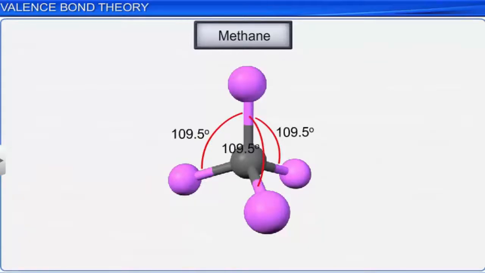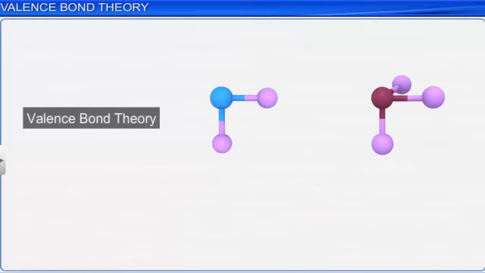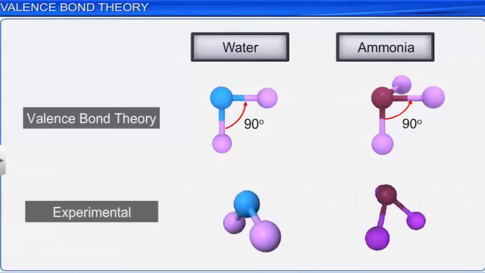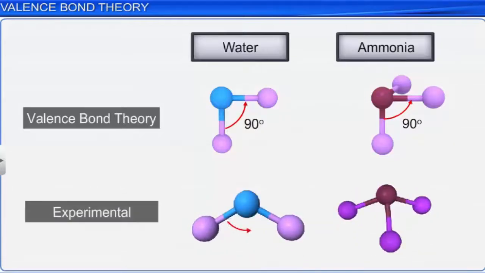Similarly, valence bond theory cannot account for the correct bond angles in water and ammonia. While valence bond theory predicts a bond angle of 90 degrees in them, the experimental result suggests bond angles of 104.5 degrees and 107 degrees respectively.